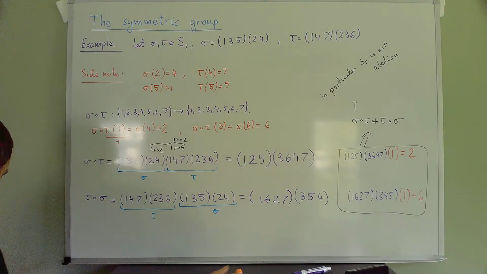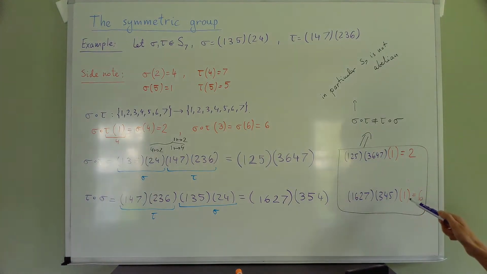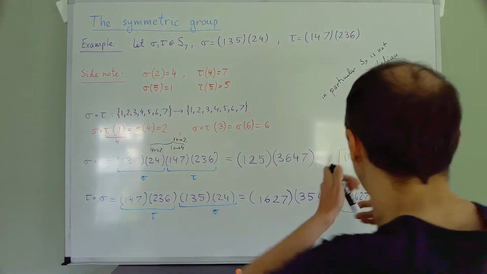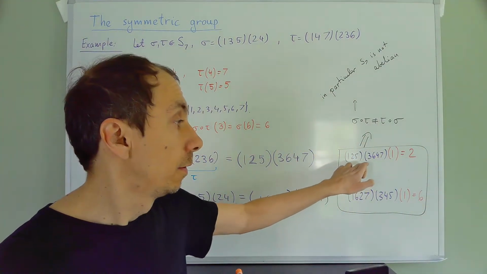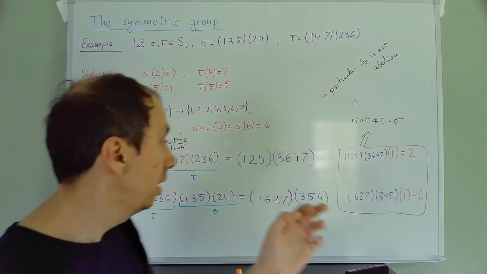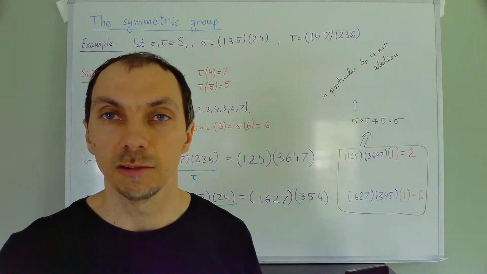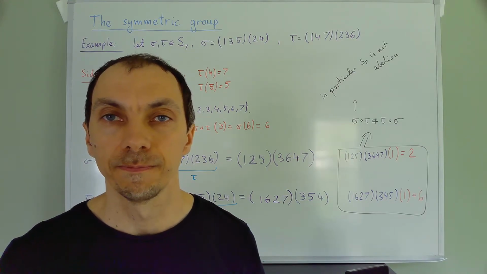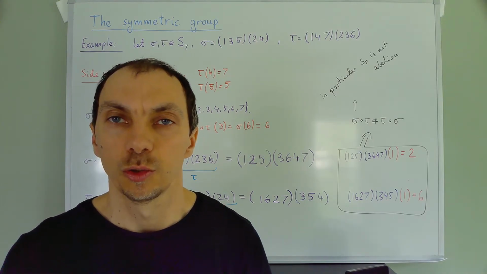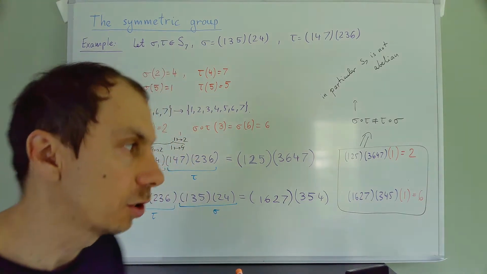Okay. Why did I do that? To see that these two are not the same, rather than just look at them. I mean, this is 1, 2, 5, 3, 6, 4, 7. This is 1, 6, 2, 7, 3, 4, 5. Don't I see that these two are just different? So I already know that sigma composed with tau and tau composed with sigma are different elements? No, because it is possible sometimes to write the same permutation in several different ways using cycle notation.